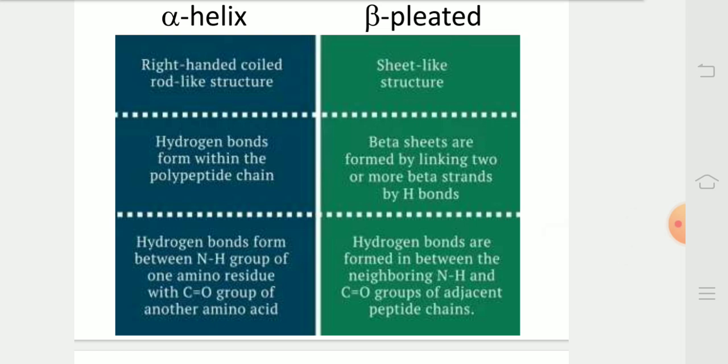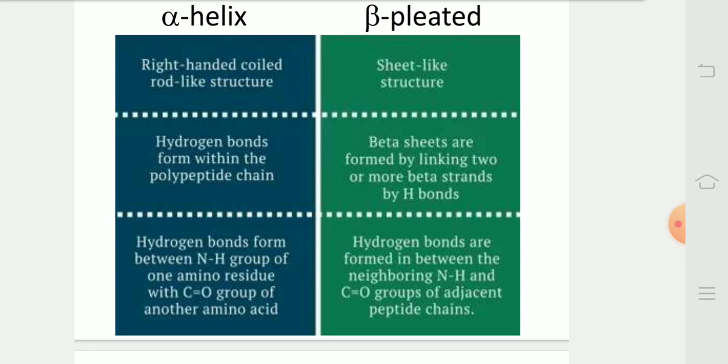Coming to the difference between alpha helix and beta pleated sheets. In alpha helix, a right-handed coiled rod-like structure is present, whereas in beta sheets, a sheet-like structure is present. In alpha helix, hydrogen bonds form within the polypeptide chain, whereas in beta sheets, they form by linking two or more beta strands by hydrogen bonds.